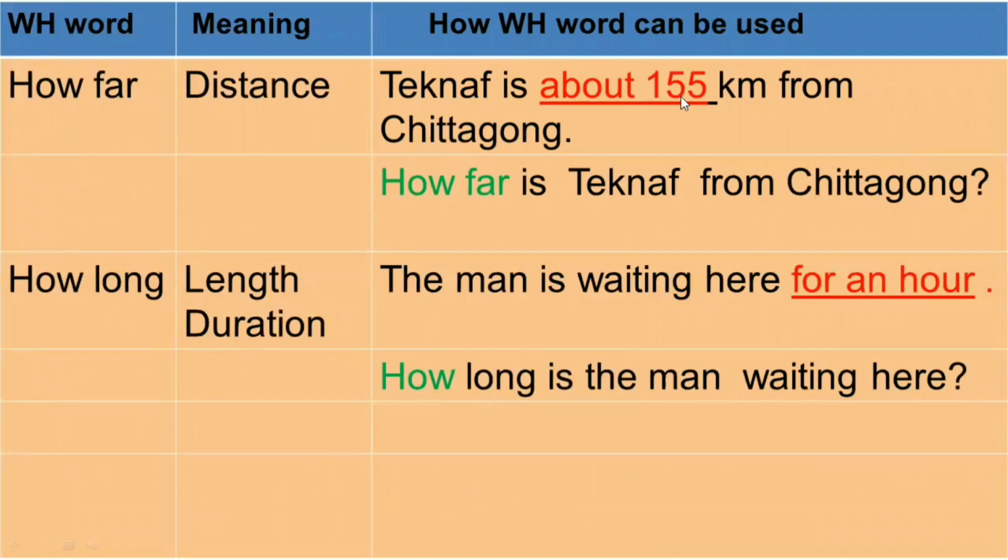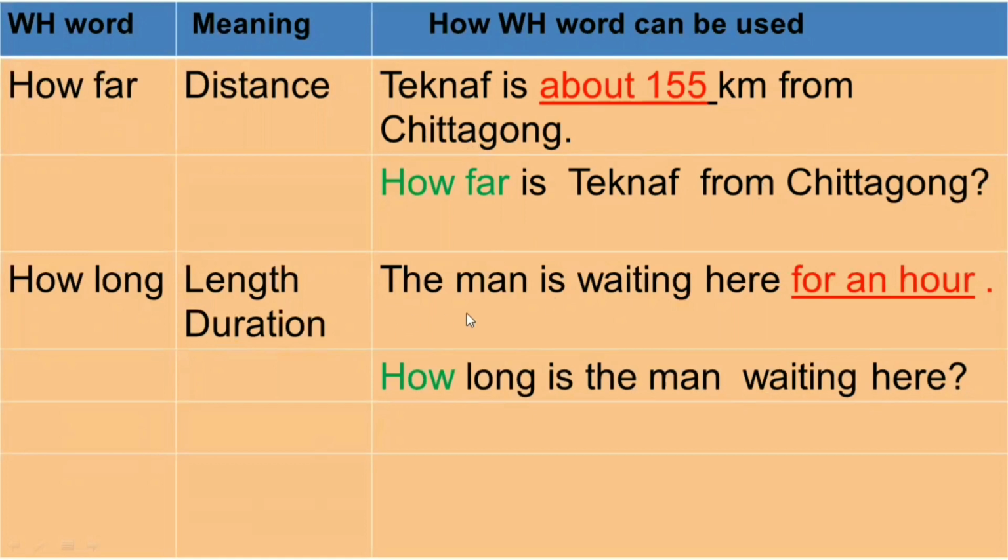Teknaf is about 155 kilometers from Chittagong. My dear student, the underlined word indicates distance, so the WH word will be how far. Then here you can see the auxiliary verb is, then the subject, then the rest of the words, from Chittagong. How far is Teknaf from Chittagong?